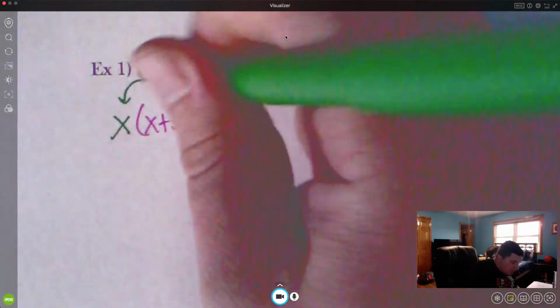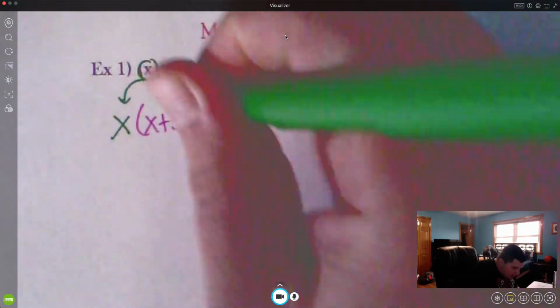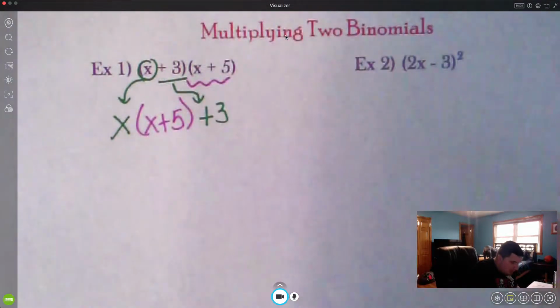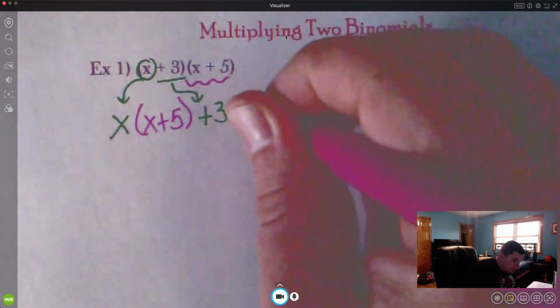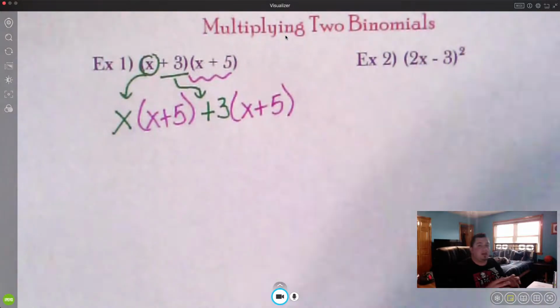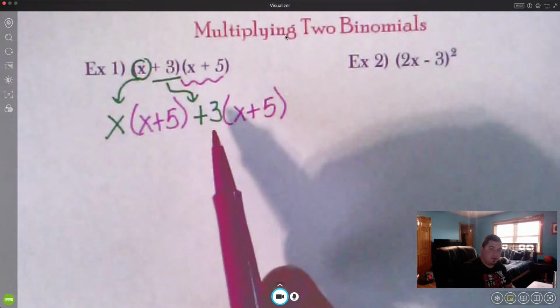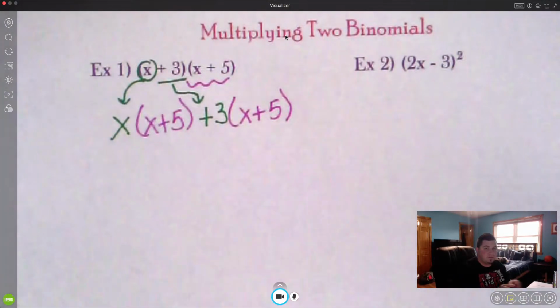Then I'm going to take that plus 3 and multiply it to the x plus 5. So we're splitting up that first parenthesis, taking the x, distributing it to the x plus 5, and then we're going to take that 3 and distribute that to the x plus 5. Now it turns into exactly how we did it in the previous problem.